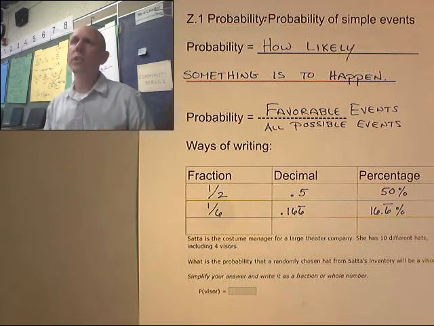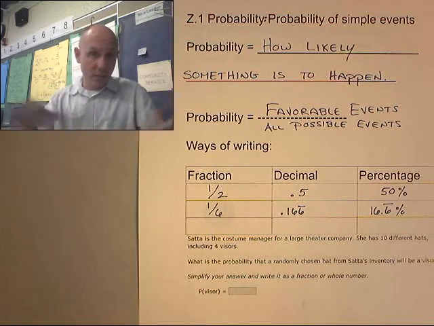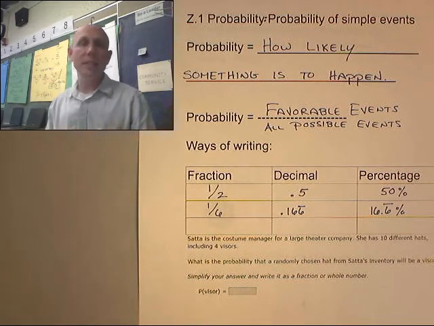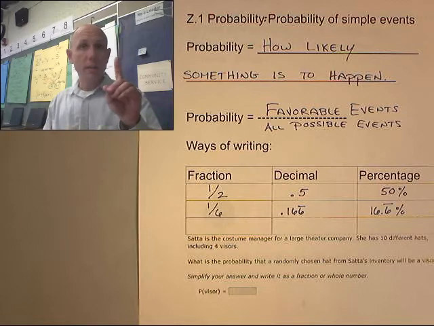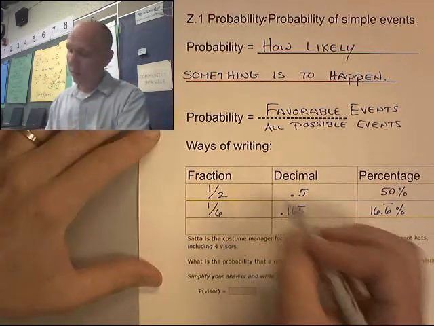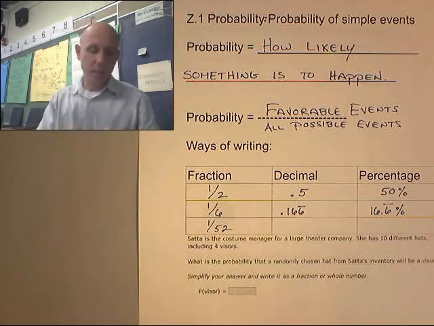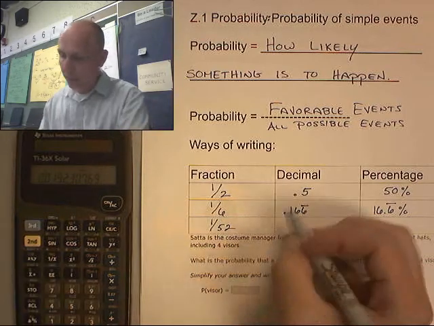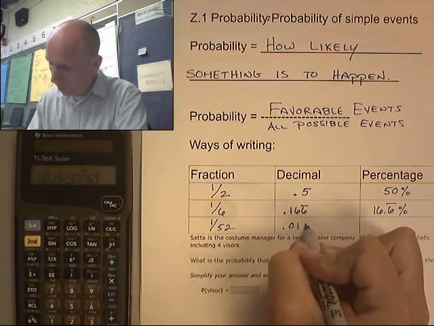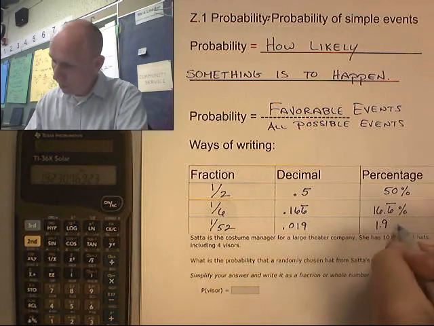Let's do one more. As a fraction, what is the probability? Ooh, a deck of cards. What's the probability of randomly selecting the Queen of Hearts from a deck of 52 cards? Well, there's one Queen of Hearts out of 52 possible events. So that would be 1 in 52, which as a decimal, I'm going to use a calculator here. 1 divided by 52 is 0.019, a little bit of rounding. And as a percentage, that would be 1.9%.